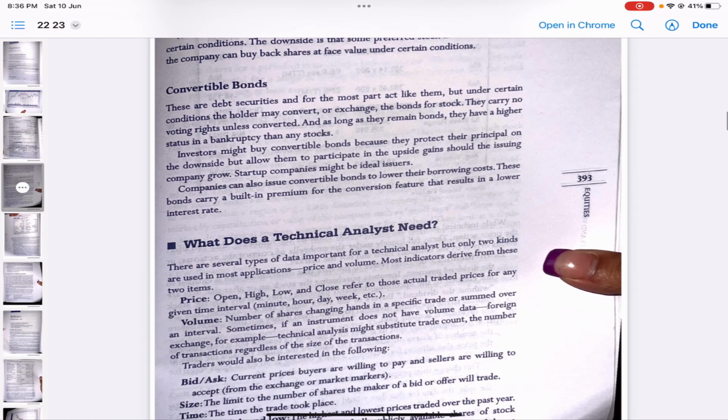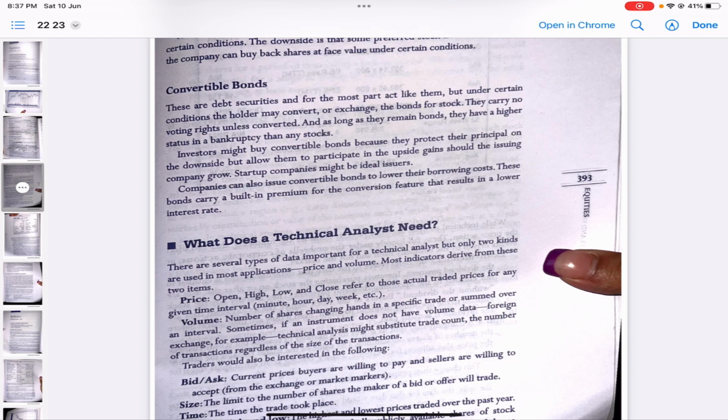Now let's come to convertible bonds. What are convertible bonds? Convertible bonds are debt instruments, firstly, and for the most part they act like debt only, but under certain conditions the holder may convert or exchange the bonds for stock. They carry no voting rights until converted. They are bonds, so they have a higher status in bankruptcy than any of the stocks.